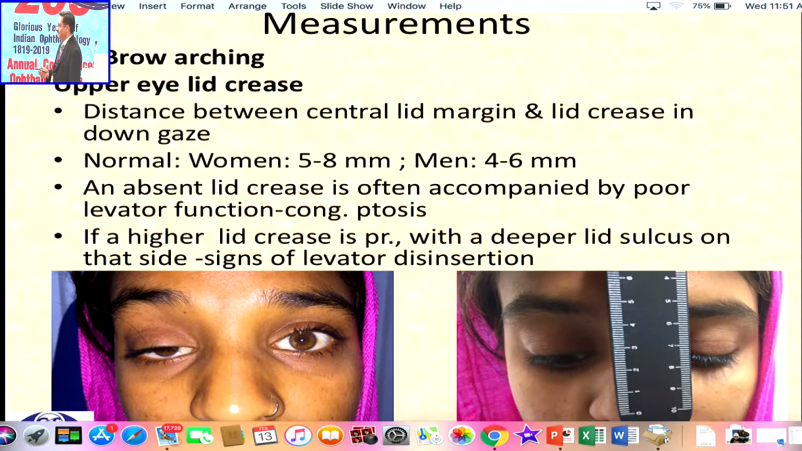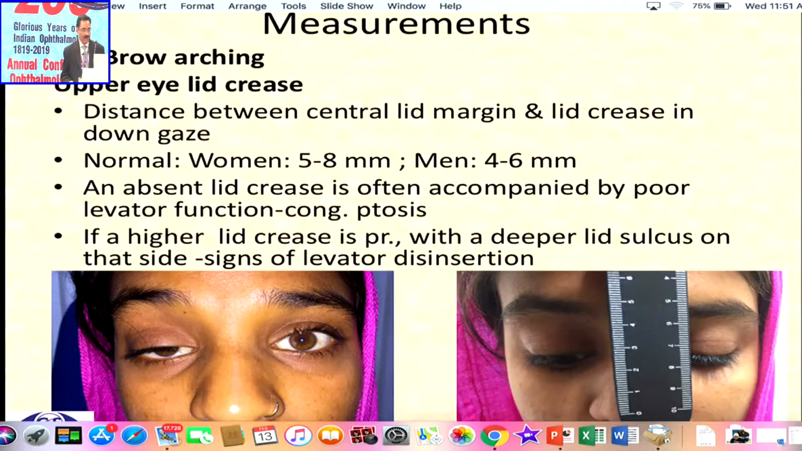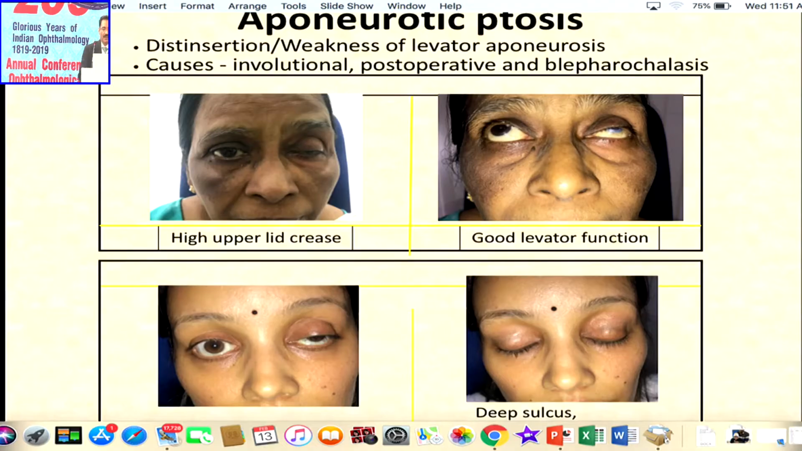Absent lid crease is often there in poor levator function cases of congenital ptosis. If a higher lid crease is there along with a deep lid sulcus, this is there in aponeurotic ptosis. You can see a very deep upper eyelid sulcus and deep lid crease, which signifies aponeurosis dehiscence. You can see the cornea shining through the weak aponeurosis. Again, very deep sulcus there.